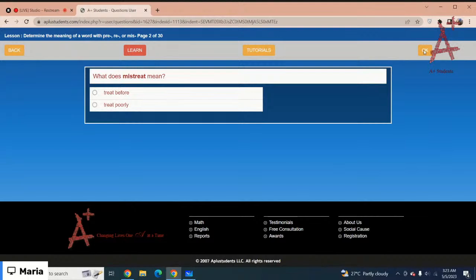What does mistreat mean? Mis means poorly, incorrectly. Got it? So mistreat means treat poorly. Option number 2 is the correct option. Mis means incorrectly or poorly.